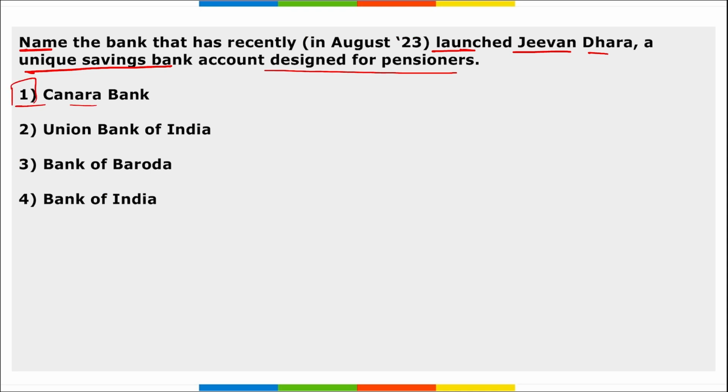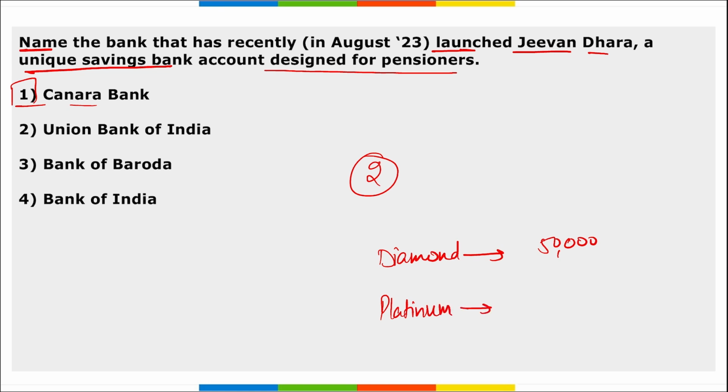Canara Bank launched Canara Jeevan Dhara, a unique saving bank account that is designed for pensioners and those who are planning for retirement. Under this scheme, the bank will provide two variants based on the amount of pension credited. One is your diamond account. This is for pension that is credited up to 50,000 rupees, correct? And then next is your platinum, that is for pension exceeding 50,000 rupees, correct? And it was launched by Canara Bank.